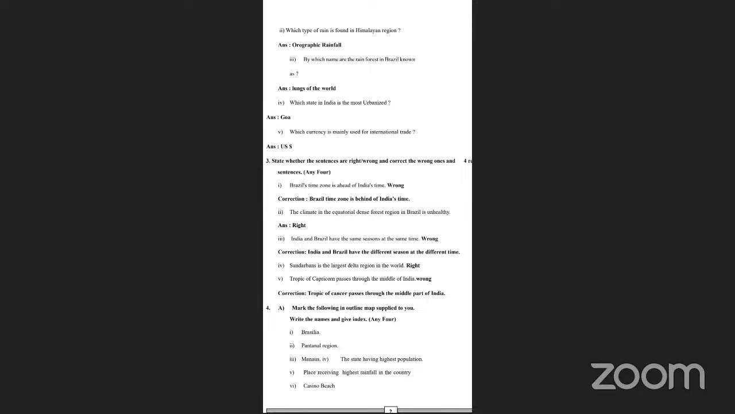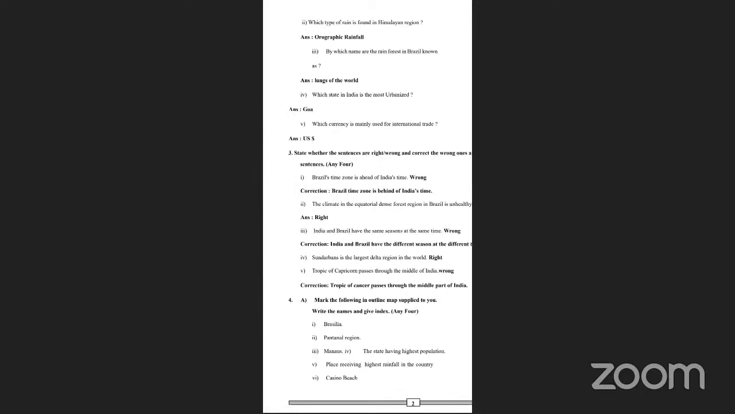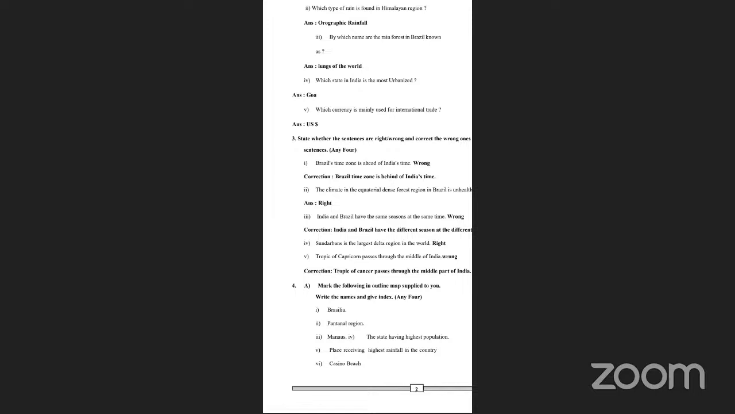Okay. Then question number 4A, it is based on the map. Brasilia, it is a capital city.